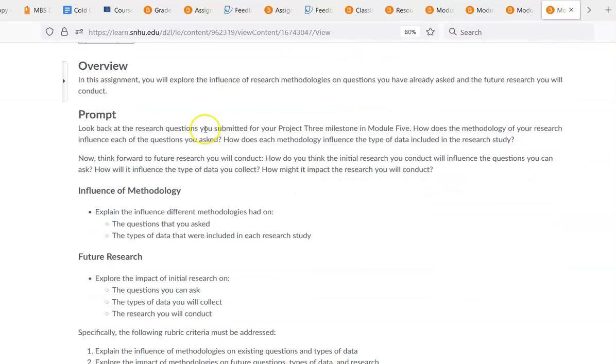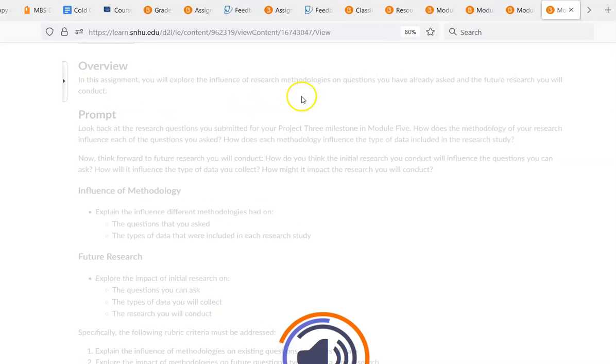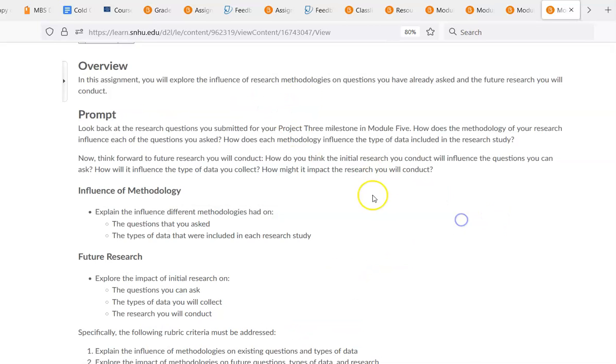So look back at the research question you submitted for Project 3. And again, that research question is the mothership of all things research. It's got to be researchable. All right, so your project that you submitted already. How does the methodology of your research influence each of the questions you asked? In other words, the game plan, the strategy, i.e., the methodology, how does that help or serve the research question that you put together, that you crafted? A research question is different from just an ordinary question, isn't it?